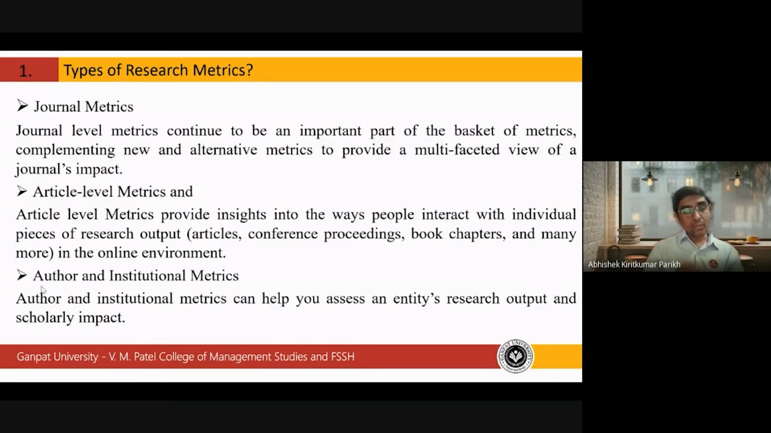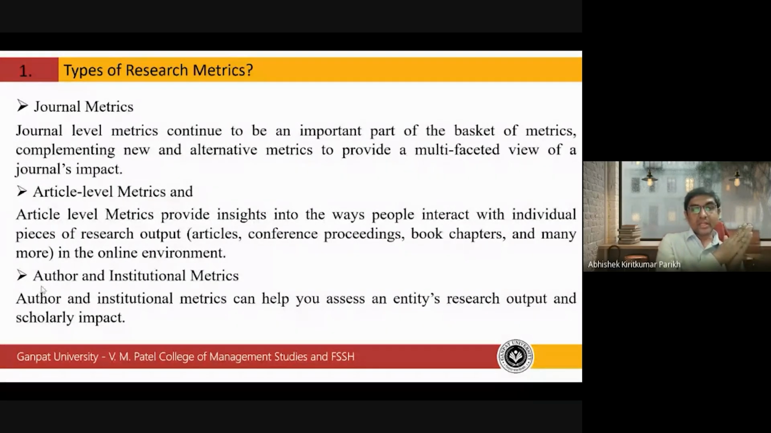So what are general level matrices? They continue to be an important part of the total basket. The reason is they give a multi-faceted view of the journal. So what may be the h-index of the journal, or what may be the CiteScore of the journal, what may be the impact factor of the journal. The impact factor word is mostly heard by each and every researcher, or each and every participant who is part of academia, right? Because in academia this CiteScore and impact score is more relevant, right?